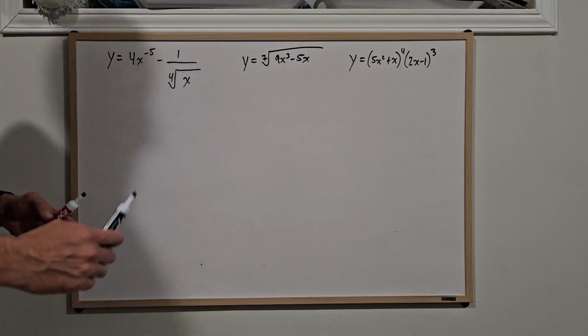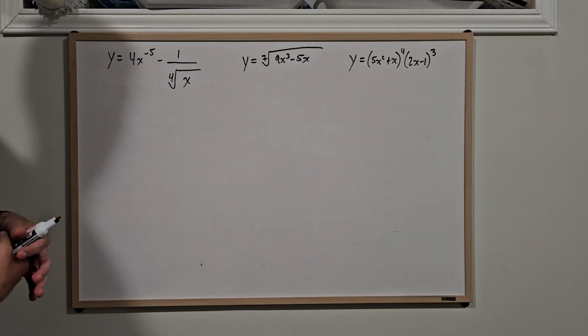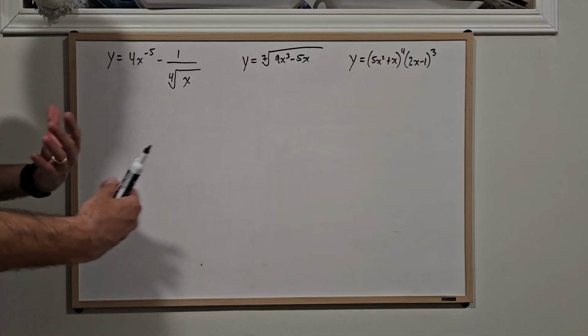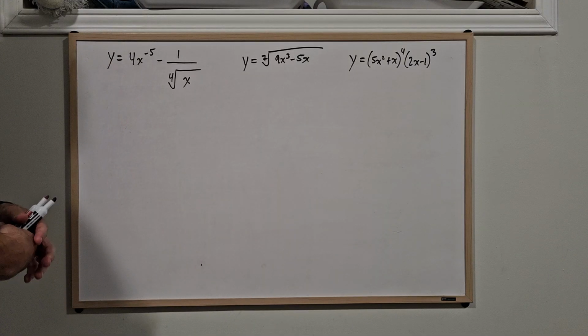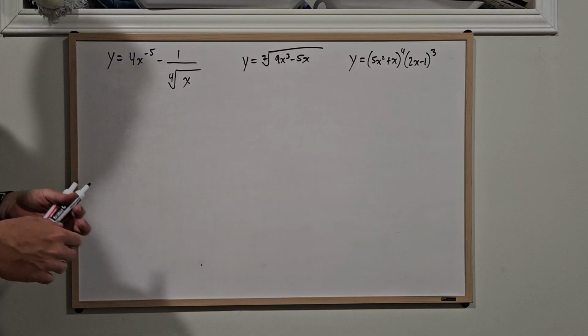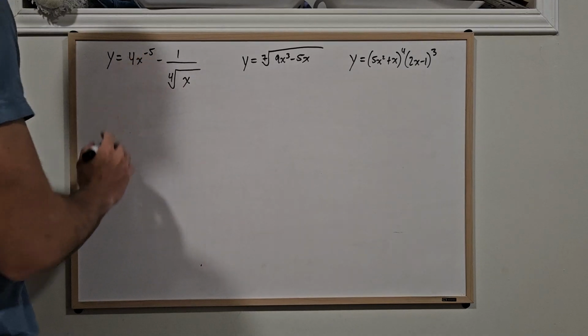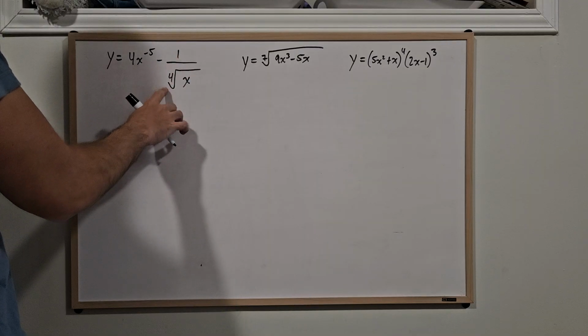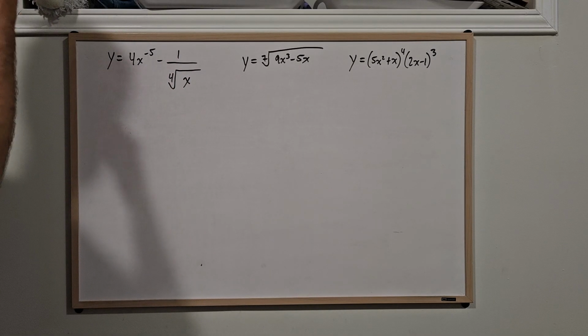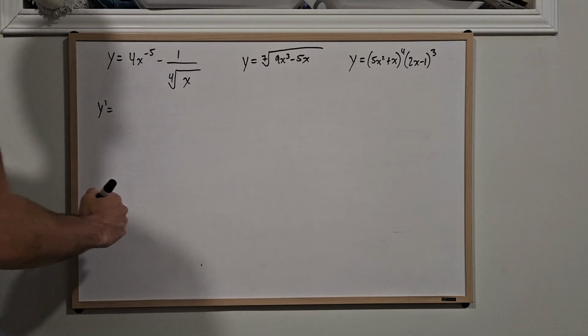Today we're just going to be practicing taking the derivatives of some functions using all of our derivative rules that we've learned, right? Power rule, quotient rule, product rule, chain rule, all of that. Okay? So our first function, 4x to the exponent negative 5 minus 1 over the fourth root of x. Okay? So I'm going to go ahead and put down y prime.